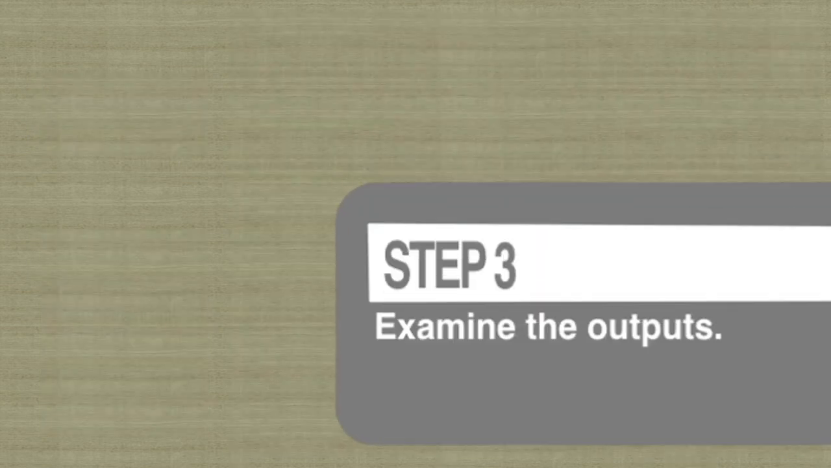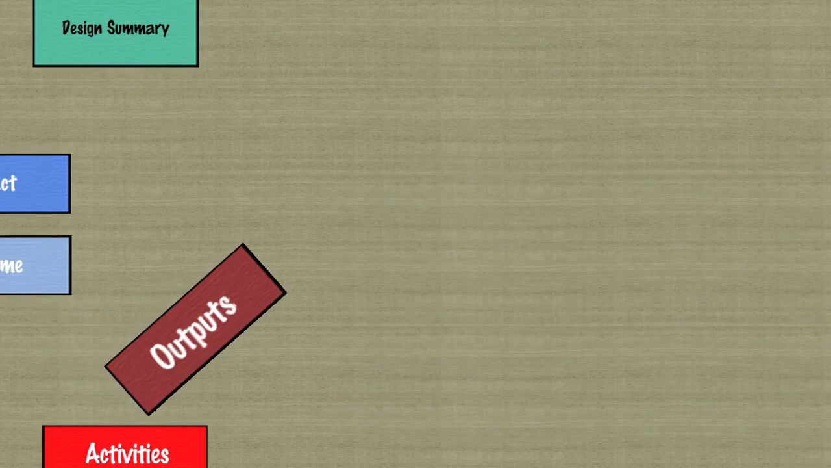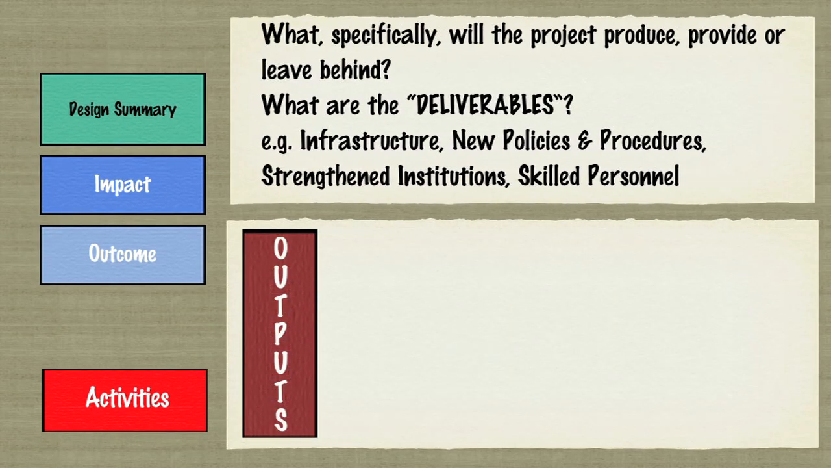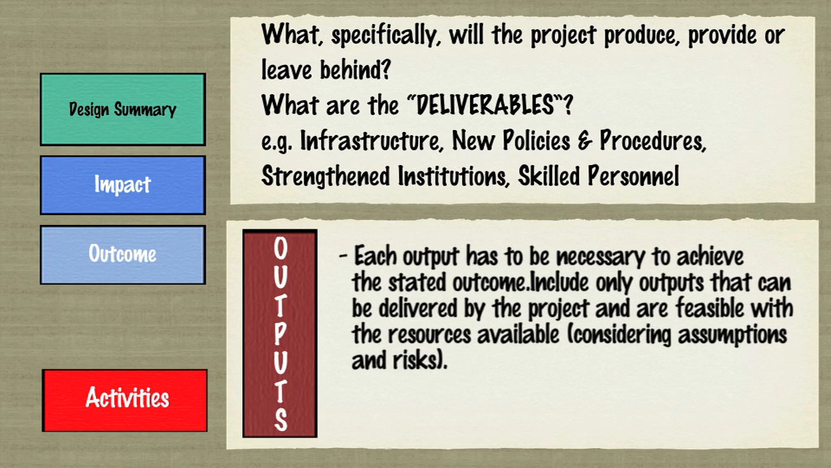Step 3. Examine the outputs. Outputs are the physical goods, services, institutional and/or behavioral changes produced by the project. They are necessary to achieve the outcome and the means-end relationship earlier identified. They are what the project will leave behind. Important points to consider for outputs. Each output has to be necessary to achieve the stated outcome.